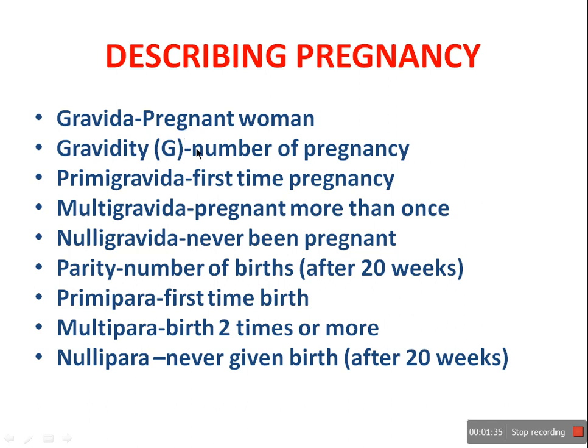Gravida means pregnant. Parity means delivery after 20 weeks. Sometimes the lady may be pregnant, but before 20 weeks an abortion or something may happen. So it is not included in parity. Parity means birth, that also after 20 weeks.